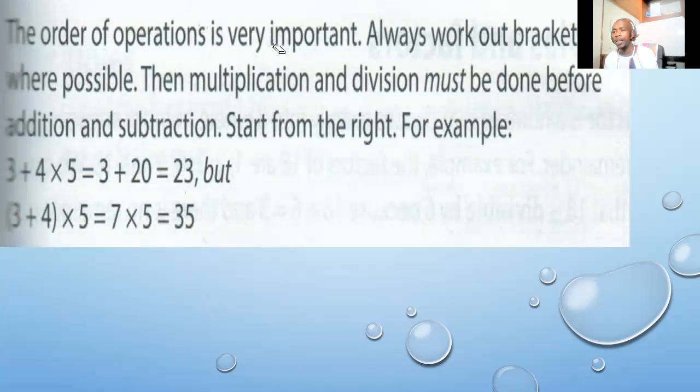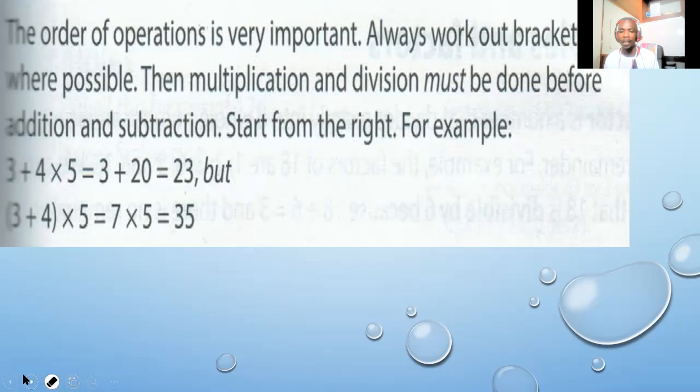The order of operation is very important in this case. Always work out the brackets first by removing the brackets first wherever it's possible. Then you follow the order. After removing brackets, work out the multiplication, then work out the division, then work out addition and subtraction. Start with the multiplication and division, then follow addition and subtraction, right?